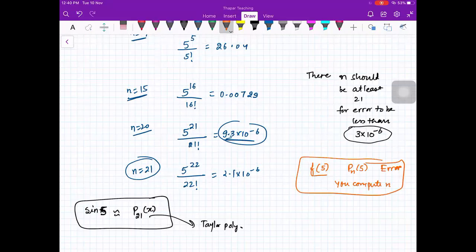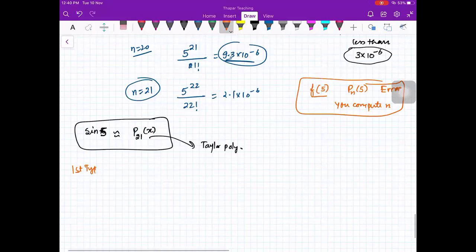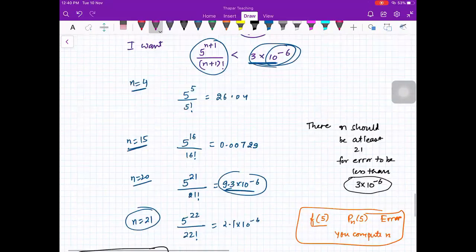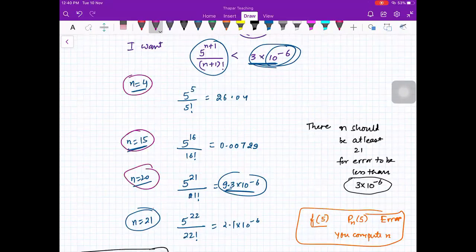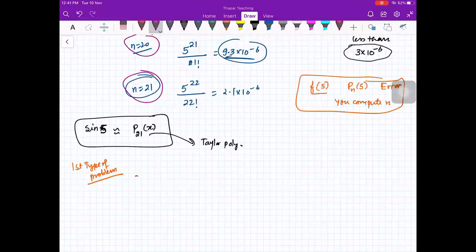Is that okay? So the first type of problem is, how will we decipher what value of n we should keep? That is what we have to do. Just an experiment, hit and try. For example, I put 4. I saw that I am very far from 3 into 10 to the power minus 6. That is why I tried a very large number. This is what you have to do manually. So this is the first type of problem where x is given, error is given, and you have to compute n, that is, how many terms you have to add so that your error is less than what is given.